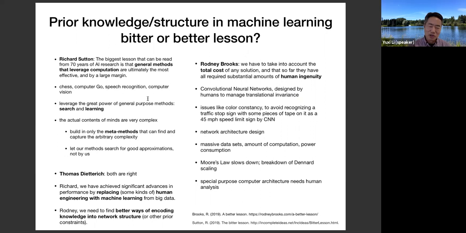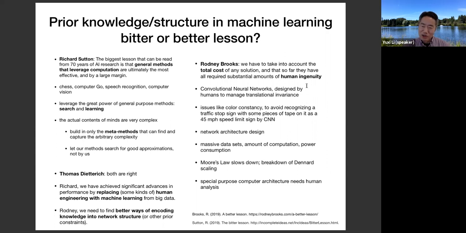AlphaGo is probably a good example for this kind of argument. But some people also say, no, we need more human ingenuity. For example, a convolutional neural network is designed by people. And there are still some issues. For example, it's easy to fool an AI system to recognize a stop sign as a yield sign or a 55 speed limit sign. So that's a problem, right?